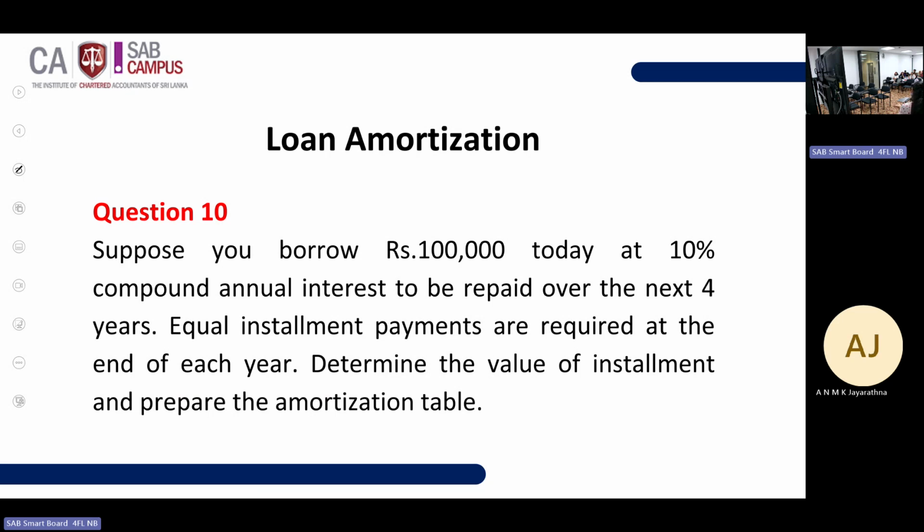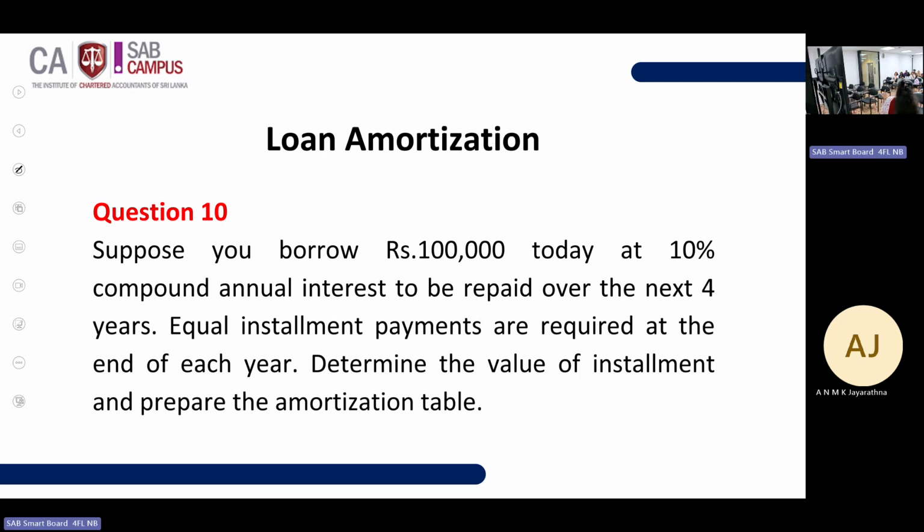Same cash flows means what? Annuity. So the maximum that you can obtain at present is how much? The maximum amount that you can obtain today is 100,000. You have been given the other details. How many years? 4 years. What is the interest rate? 10%. But we don't know the installment, we don't know the annuity. So first find out the annuity. We'll do it.